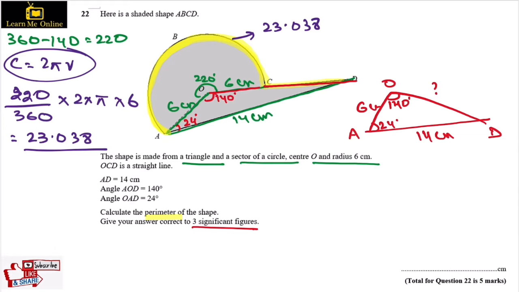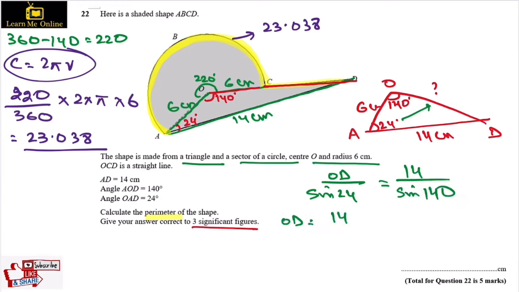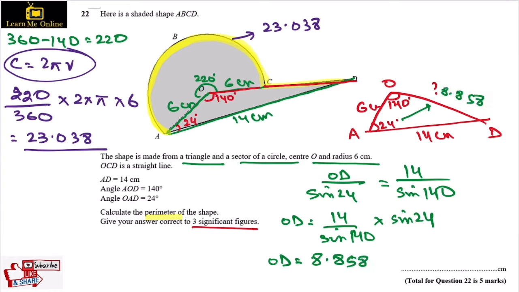So here we are using the cosine rule. To find this, you do OD divided by sine 24, and the other one would be 14 divided by sine 140. So to find out OD, it would be 14 divided by sine 140, and then you multiply by sine 24. So you get the length of OD, which would be equal to 8.858.